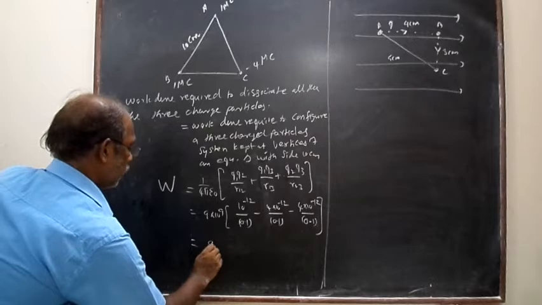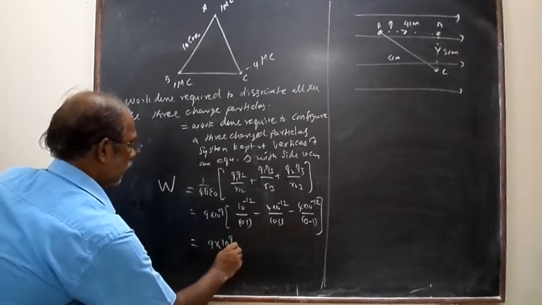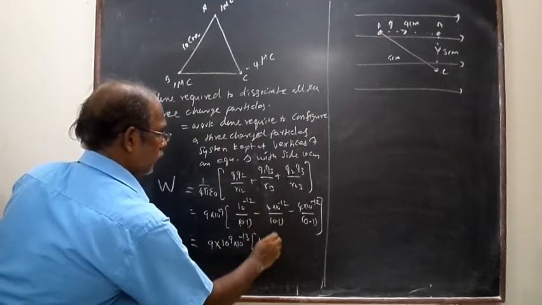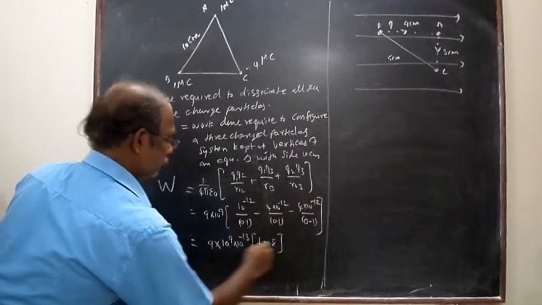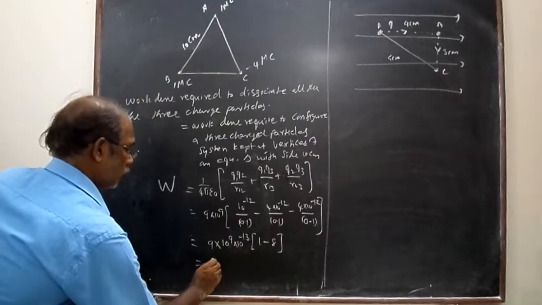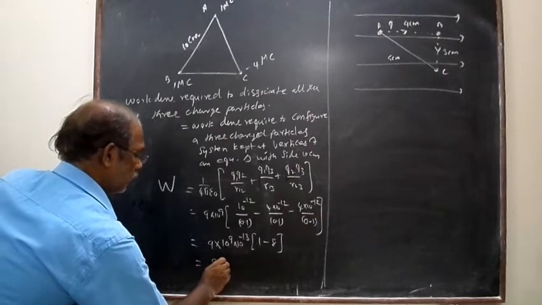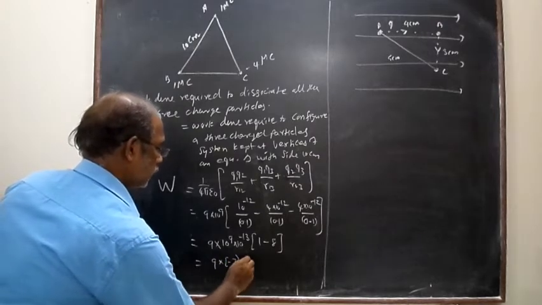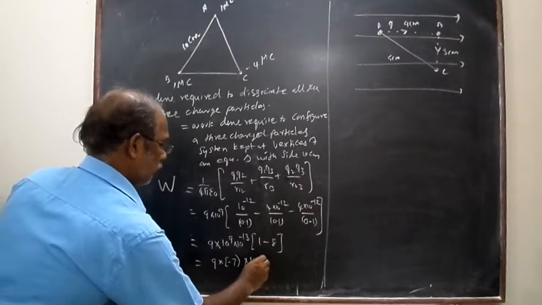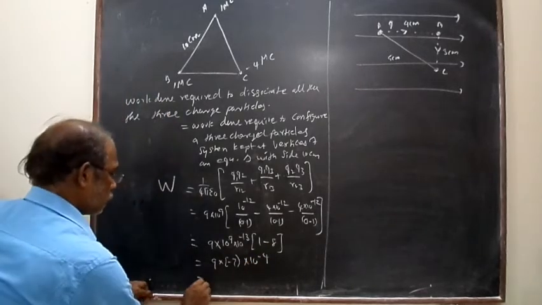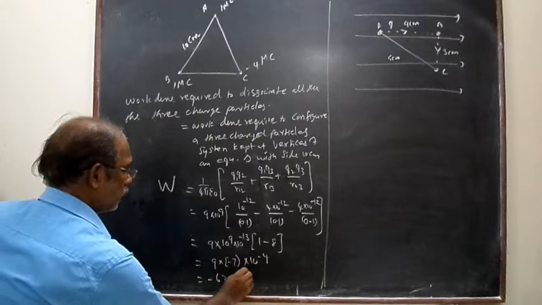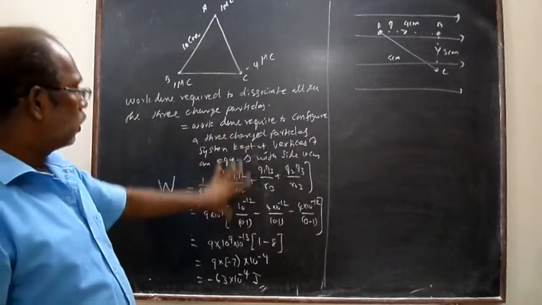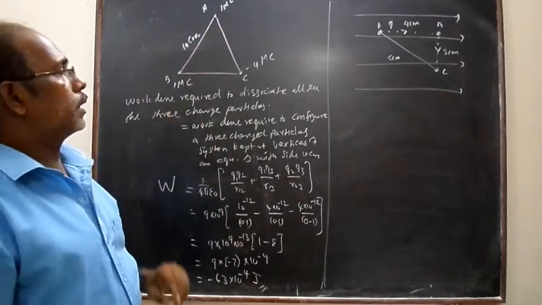So we can simplify now: 9 into 10 power 9 into 10 power minus 13, times 1 minus 4 minus 4, that is 1 minus 8, so minus 7. So minus 63 into 10 power minus 4 joule. This is the work done required to dissociate the 3 charged particles.